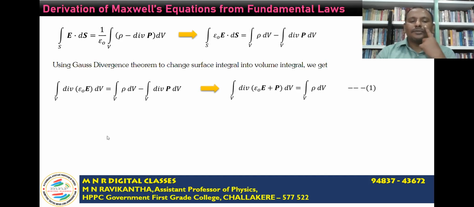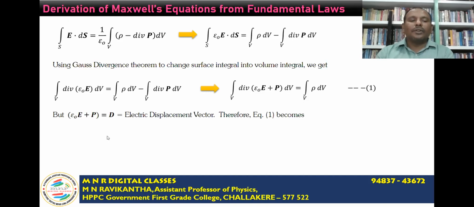This gives us volume integral of divergence of epsilon naught E plus P into dV is equal to volume integral of rho dV. Taking the term volume integral of divergence P dV to the left side and rearranging the terms, we get this equation 1.